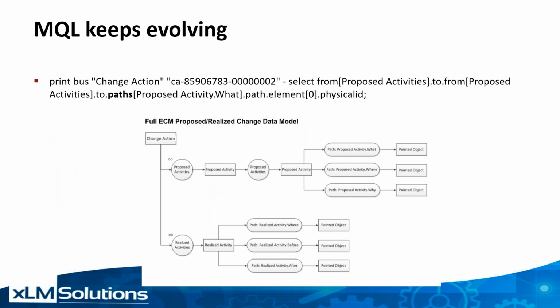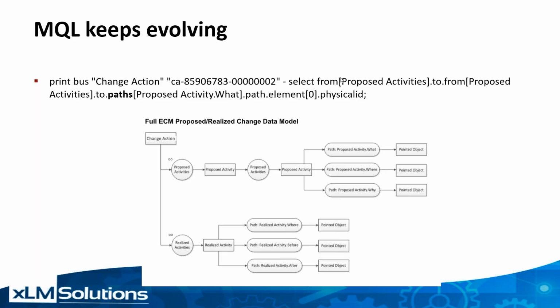So let's talk about paths a little bit through MQL. If you look at this diagram, this is a diagram of a change action that is really related to different physical products that are going to be changed or have been changed. So the data model, just to connect a physical product to a change action, isn't a one-to-one relationship. There are many intermediate objects or relationships between the two.